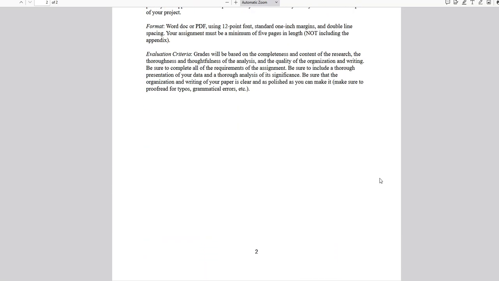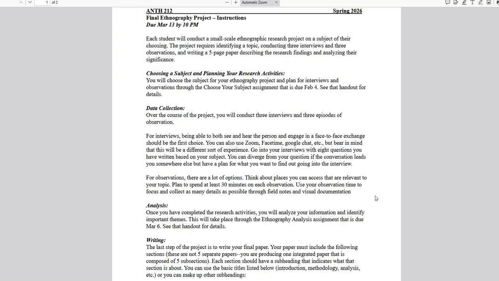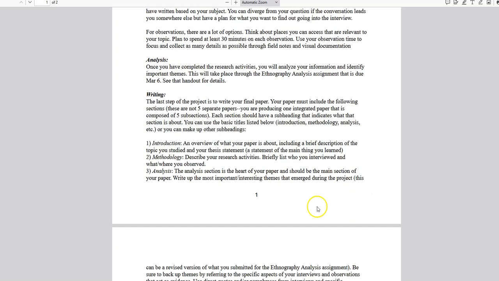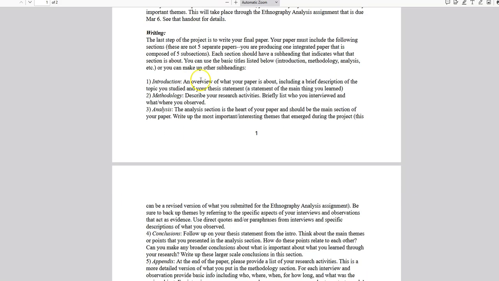So it's due on March 13th. So right when this half semester term is ending, okay? So I give you on this handout really specific instructions on what that paper should look like, how it should be organized, and what should be in it, all right? So you're going to write, again, a 5-page paper, minimum 5 pages, and it's going to be organized into the sections that I list here. This does not mean that you're going to turn in 5 separate papers.